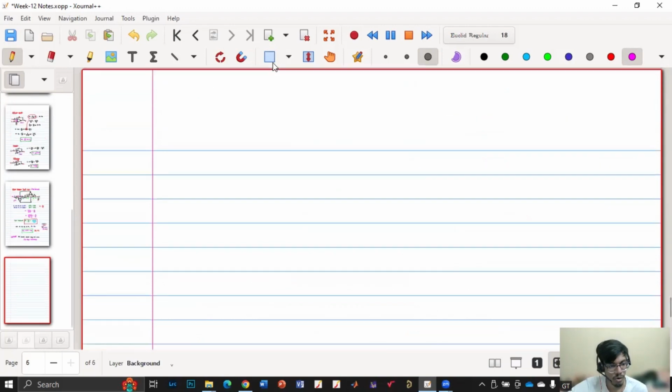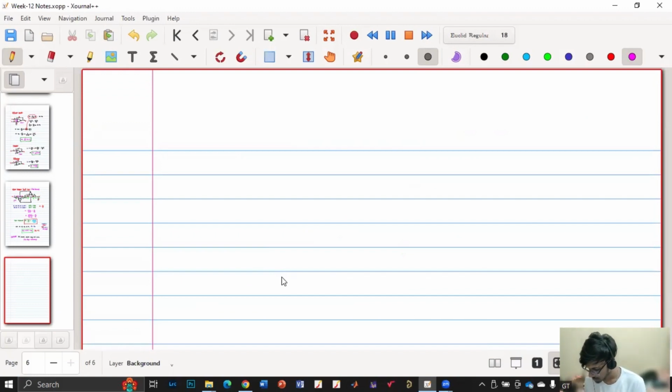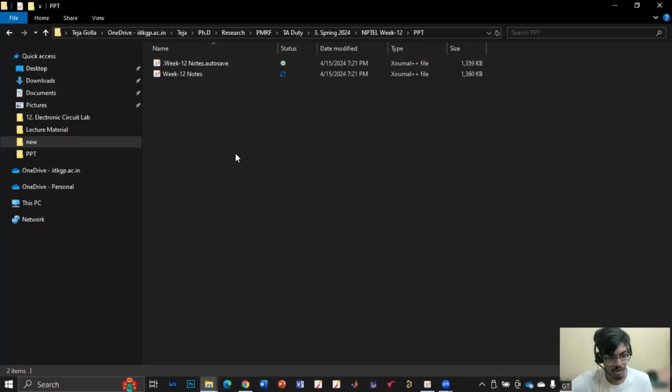Now we'll quickly go to our problem solving session. We'll quickly solve a few problems, and these are very simple. You only need to know the basic concept, which I think you have already understood. These problems are all ideal based, but if they say non-ideal, then you have to solve it in the way that I have explained earlier in this session.